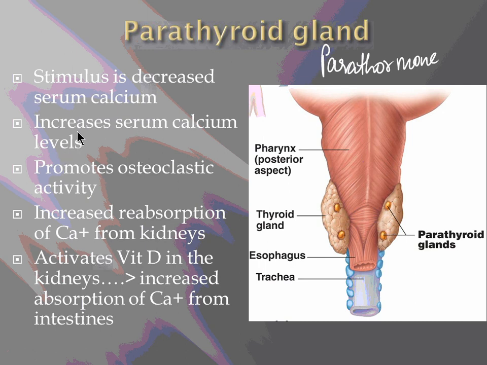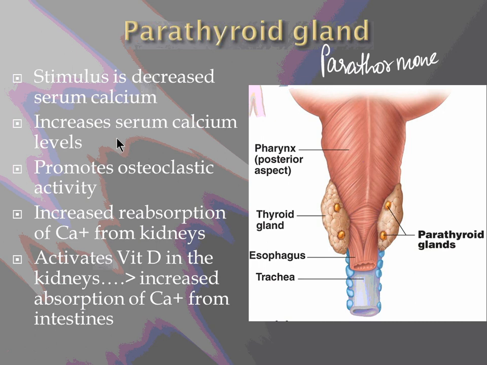So therefore, the stimulus will be when serum calcium is low. Naturally, because you want to bring about the function of the gland, its stimulus has to be something opposite to what its function is. Only then it will come about, right? So when serum calcium levels are low, parathormone is secreted, whose function is to increase serum calcium.